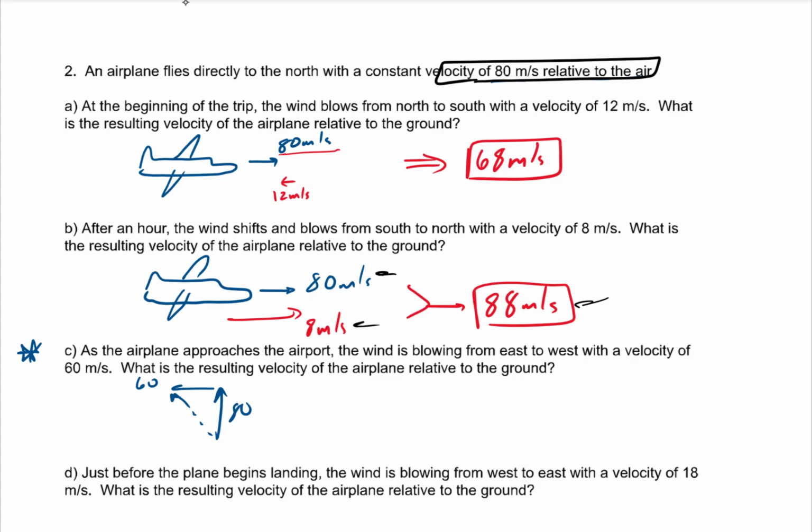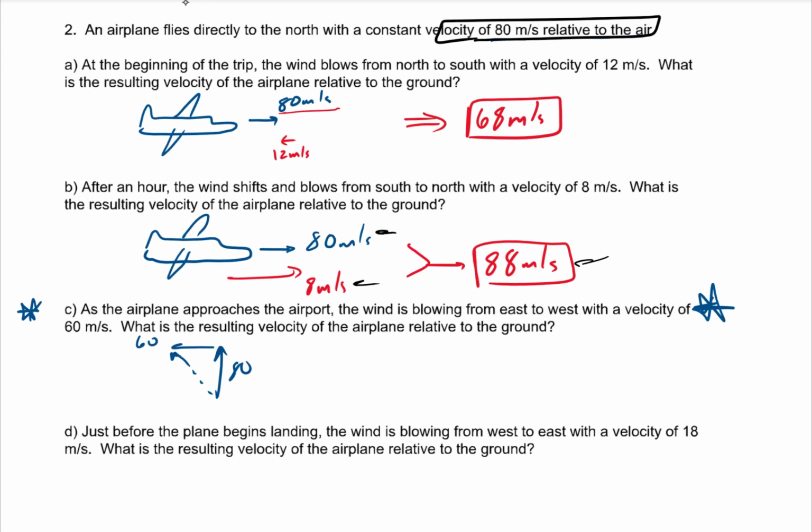I'm going to put a star by this because we haven't really done right triangle stuff yet. So consider this bonus level material a little beyond where we are. It's just an added piece. When we have things at right angles to each other, we have to add them with the Pythagorean theorem. So this would be the total velocity. That total velocity would be the square root of 60 squared plus 80 squared, or 100 meters per second. And again, if you don't like that, don't worry.